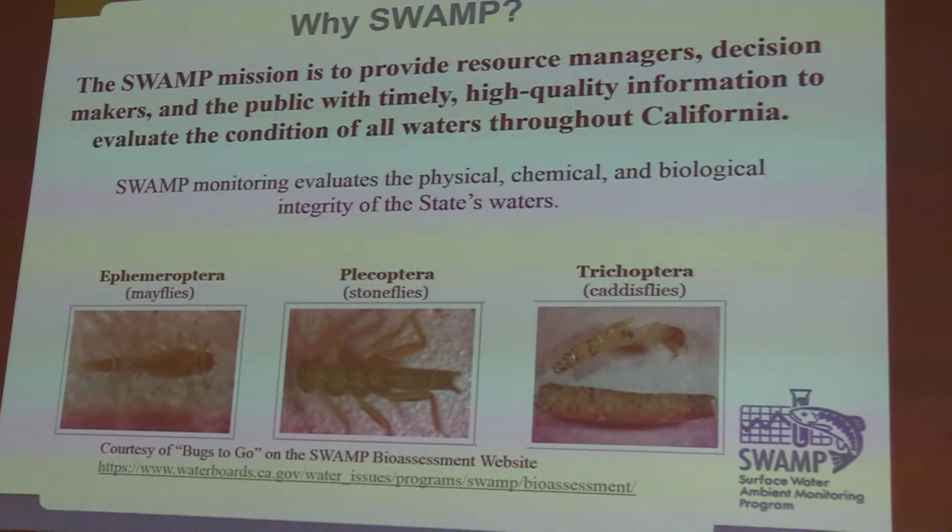So why is SWAMP involved in bioassessment? Well, SWAMP's mission is to provide resource managers, decision makers, and the public with timely, high-quality information to evaluate the conditions of all waters throughout California. And so in order to do that, SWAMP designs its monitoring to evaluate the physical, chemical, and biological integrity of the state's waters. And that's where the bioassessment program comes in for the biology side.